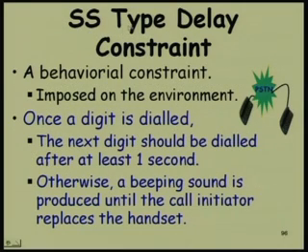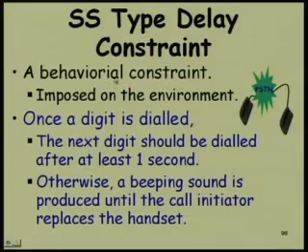Now, let us look at the different types of delay constraints. We had seen different types of deadline constraints between 2 stimulus events, between 2 response events, between a stimulus event and a response event, and between a response event and a stimulus event. Now, let us look at delay constraints, examples of those. So, let us first look at a behavioral constraint.